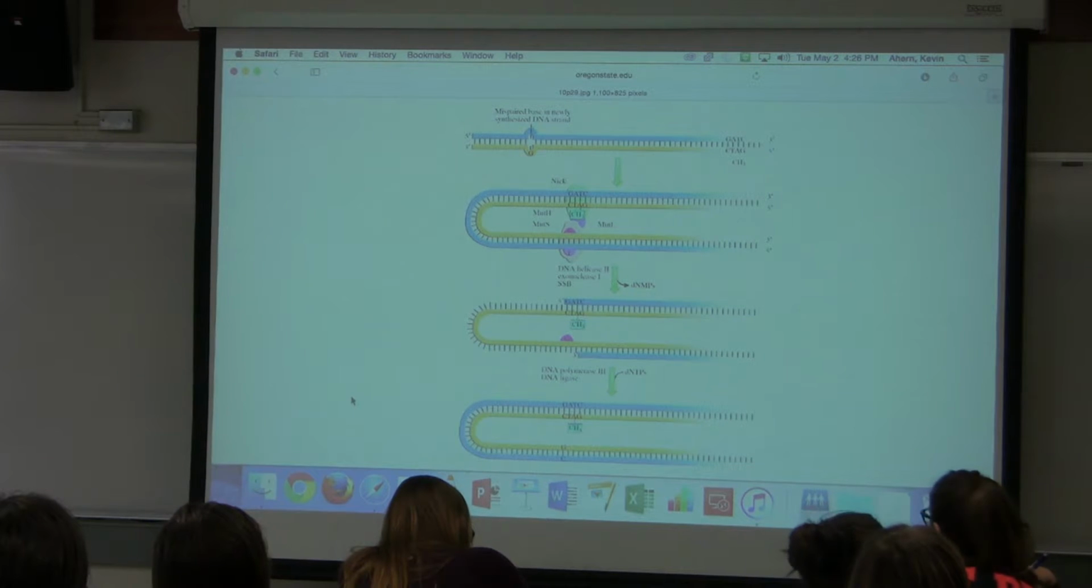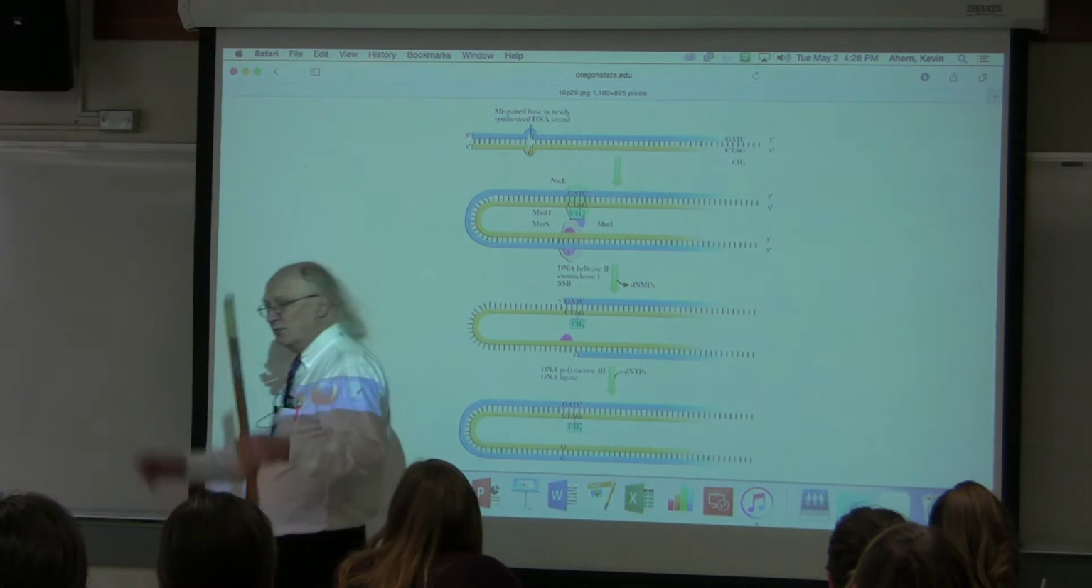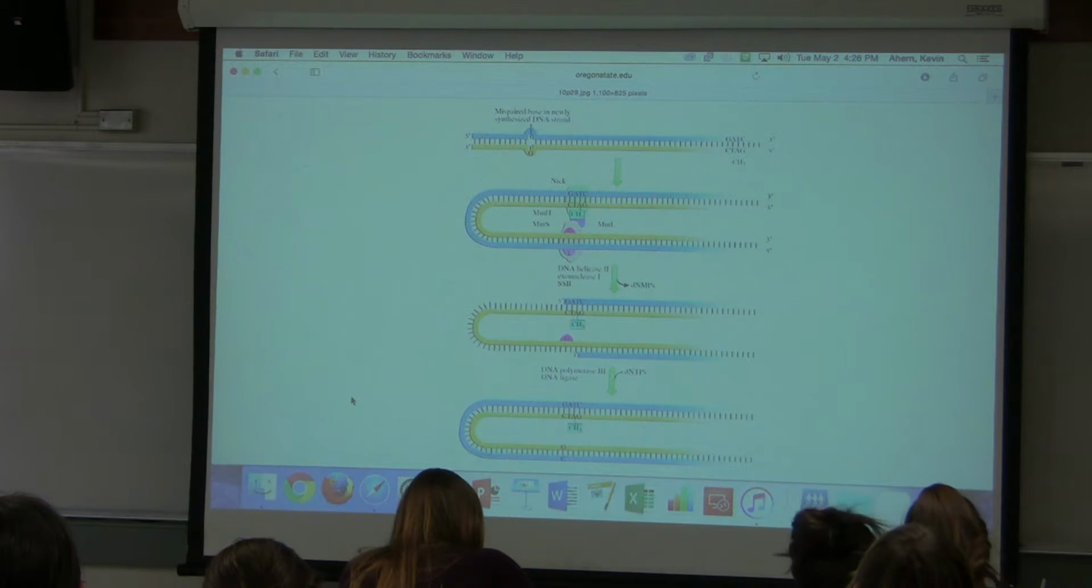So it doesn't matter how it got there. What matters in this is that the cell recognizes that there's a mismatched set of bases. You don't see any damage here. There's no chemical damage. You just have the wrong base in the DNA.